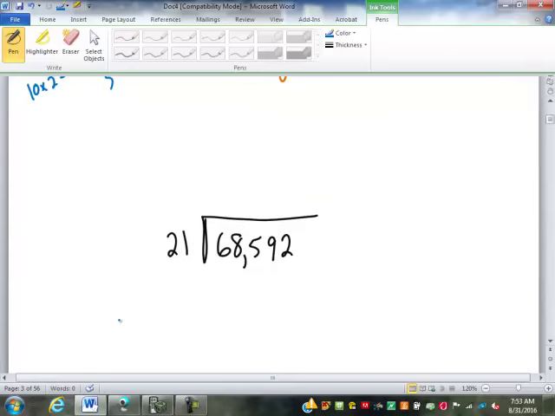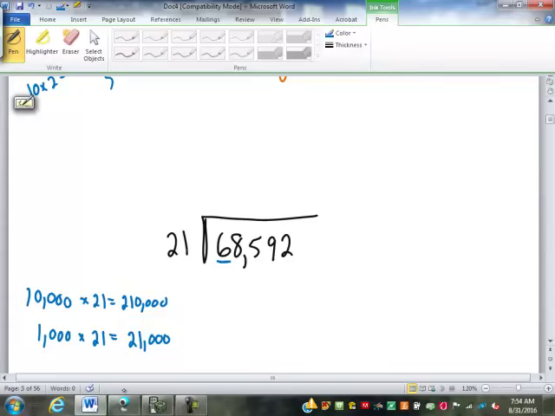How big of a bundle? Well, we look at the place values of the number we're dividing. What's the place value of that first digit? 10,000. So let's try a bundle of 10,000 21s. 10,000 times 21 is 210,000. Can I subtract that? No, it's too big. So I cannot subtract a bundle of 10,000 21s. So I go to the next place value, which would be 1,000. 1,000 times 21 is 21,000. Can I subtract that? Yeah, I can.